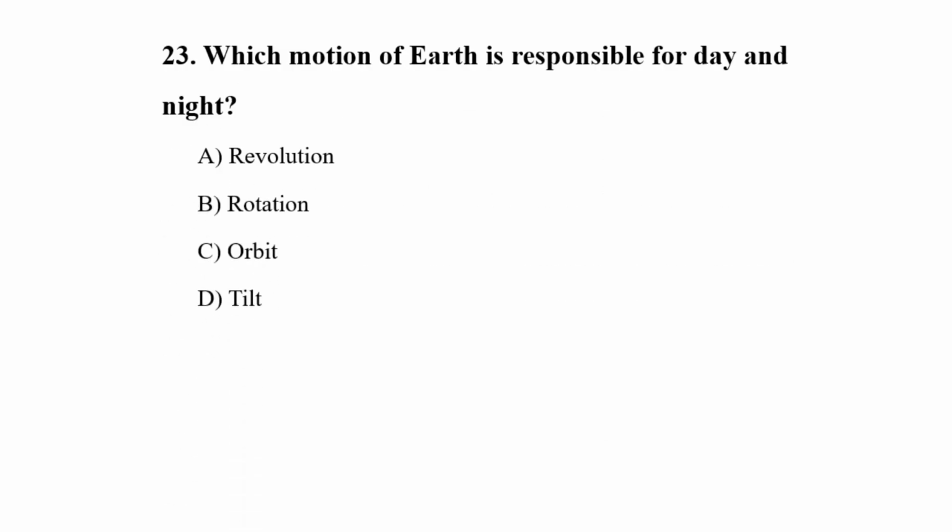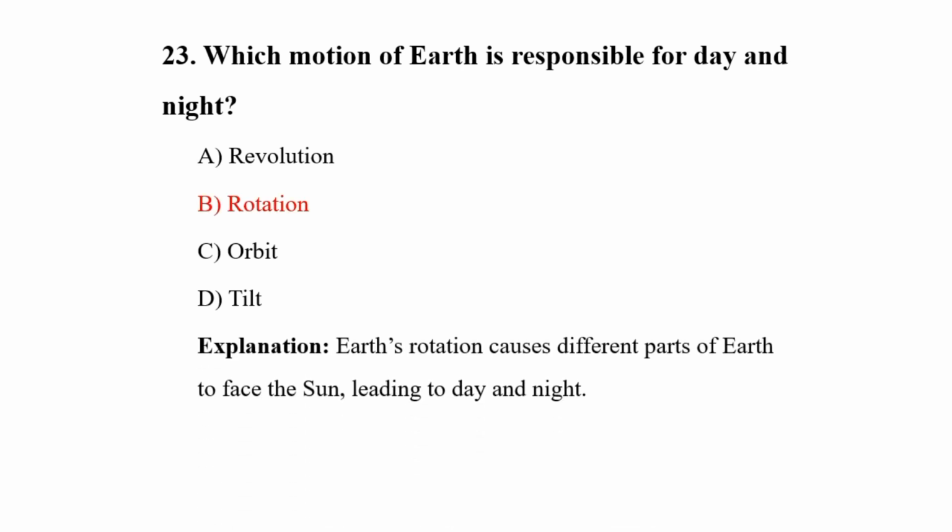Question number 23. Which motion of Earth is responsible for day and night? A. Revolution, B. Rotation, C. Orbit, D. Tilt. The answer is rotation. Earth's rotation causes different parts of Earth to face the Sun, leading to day and night.